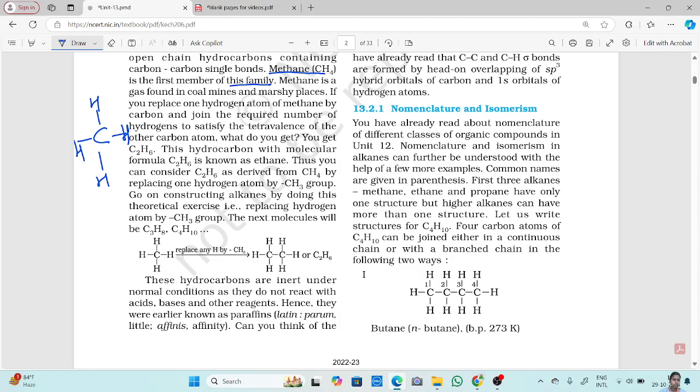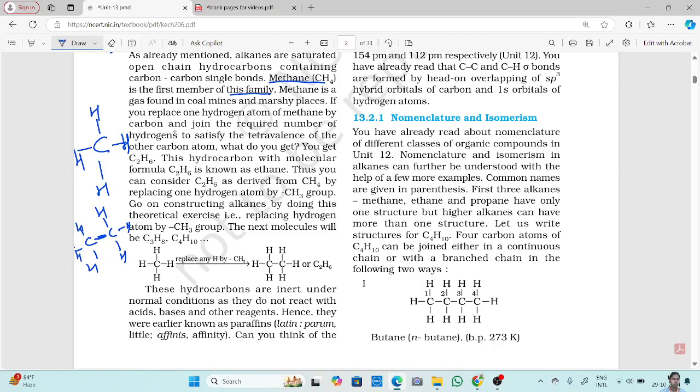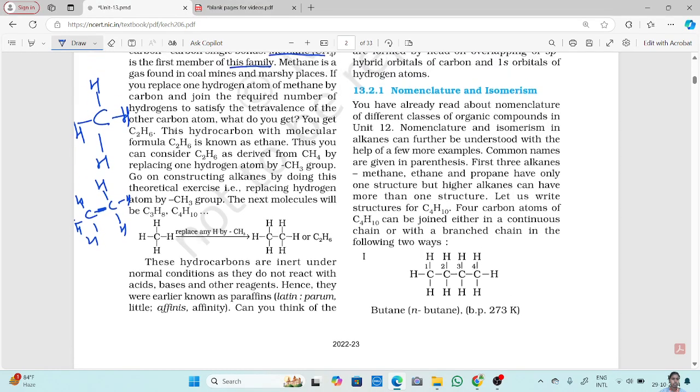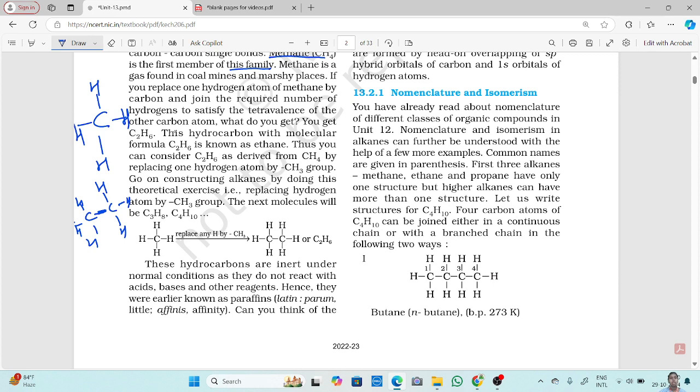Now you get C2H6. Now I have 2 carbons joined with a single bond. Now 1, 2, 3 and 4. This carbon is satisfied. 1, 2, 3 and 4. This carbon is also satisfied. The remaining places I am adding hydrogens. Now what is formed? C2, 1, 2, 3, 4, 5, 6, H6, C2H6. This is ethane.